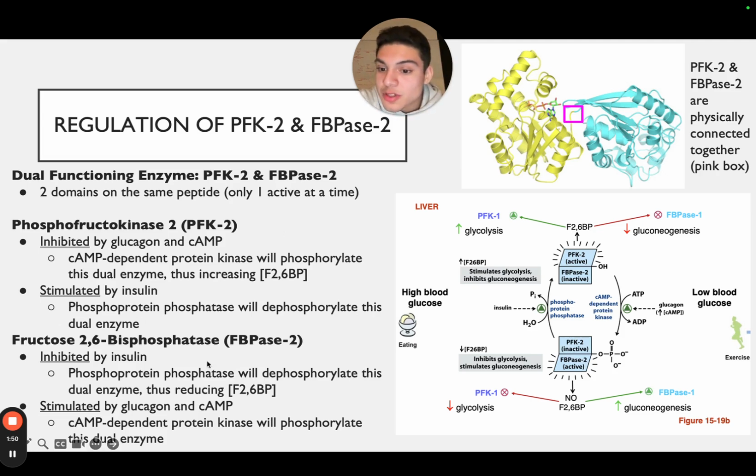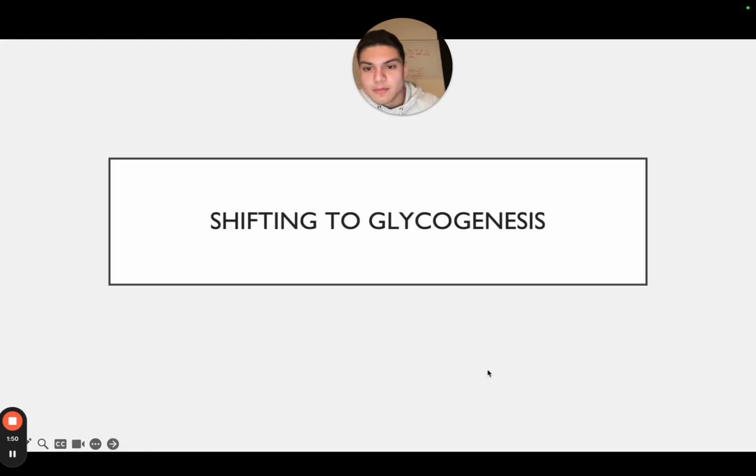And then fructose 2,6-bisphosphatase, FBPase2, is the reverse now. It's inhibited by insulin because insulin stimulates the phosphatase, and it prefers this PFK2 activation and FBPase2 inactivation. And so we'll dephosphorylate, and then it's stimulated by glucagon. The FBPase2 is stimulated by glucagon and cAMP because the kinase is stimulated, and that forms the phosphorylated version of this dual enzyme, and that will basically get rid of our F26BP, and that'll have its corresponding effects on gluconeogenesis and glycolysis.